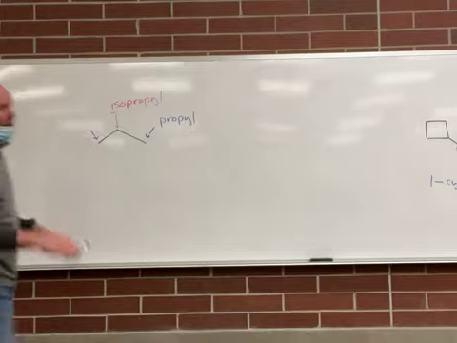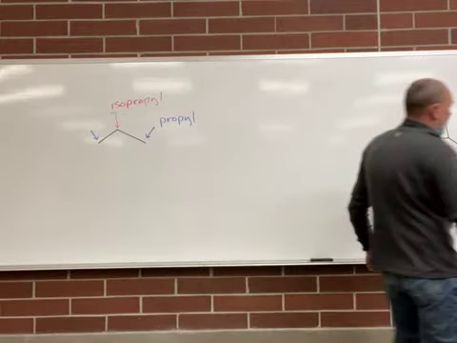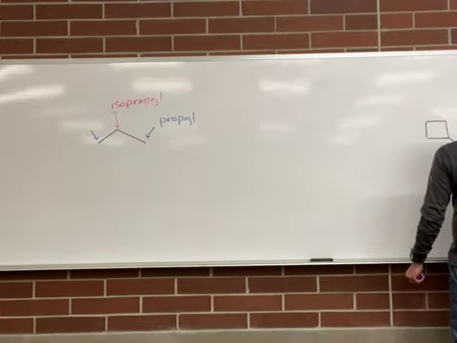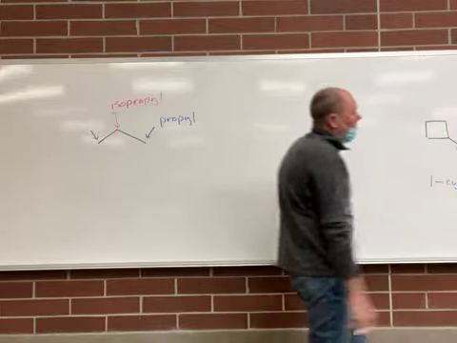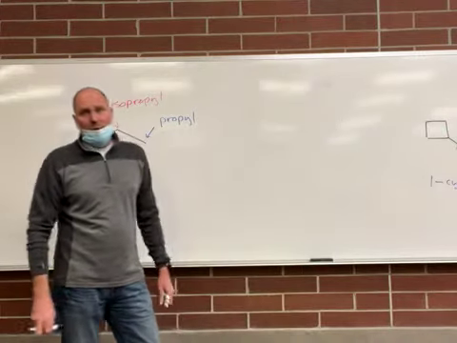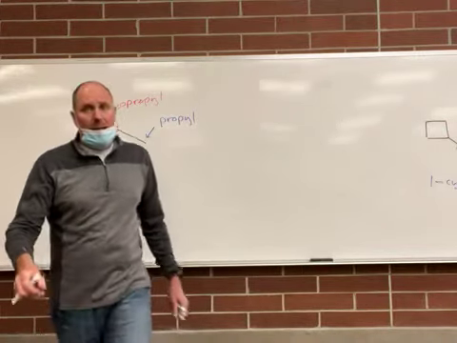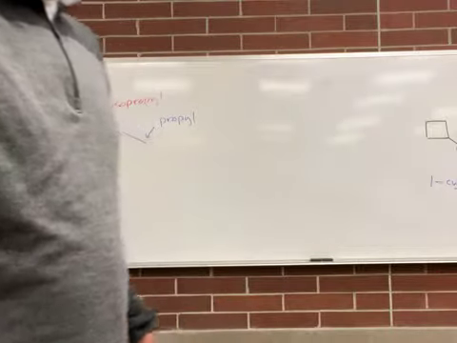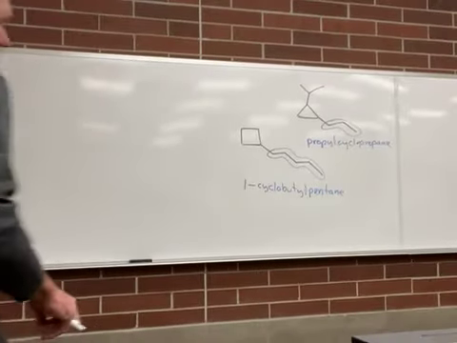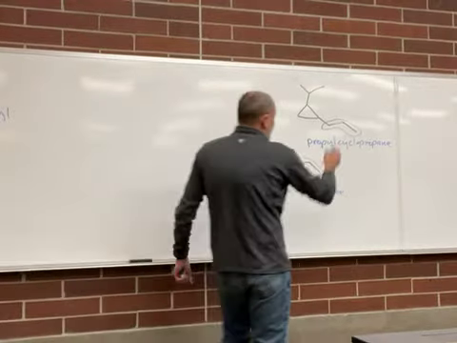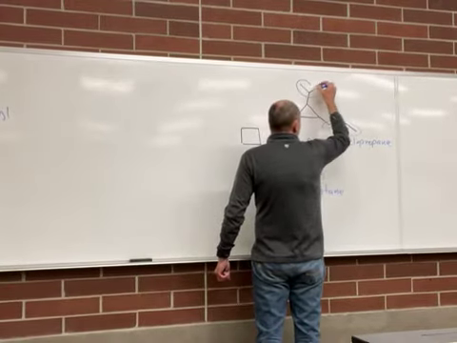So if I came over here and I named this thing, and I put something that looked like that, notice that cyclopropane now has two branches coming off of it. It has a propyl group and an isopropyl group, okay? So this is going to be an isopropyl group.